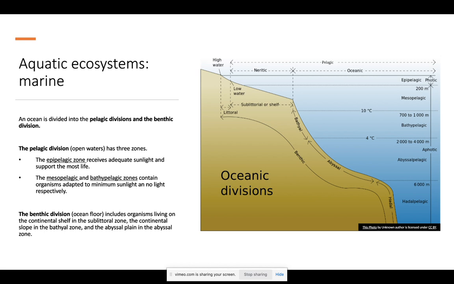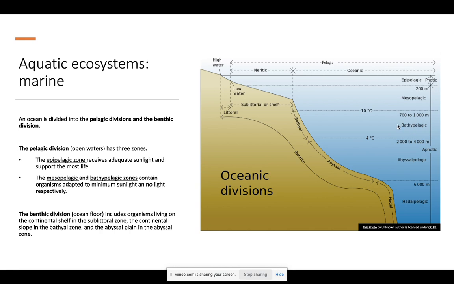You have the epi. Epi means around. It's at the top. The epipelagic zone receives adequate sunlight and supports the most life. And that makes sense because just due to where it's located and its proximity, as you can see here, it's going to receive the most sunlight. And meso means middle. So you've got the mesopelagic, and then you've got the bathypelagic. Contain organisms adapted to minimal sunlight and no light, respectively.